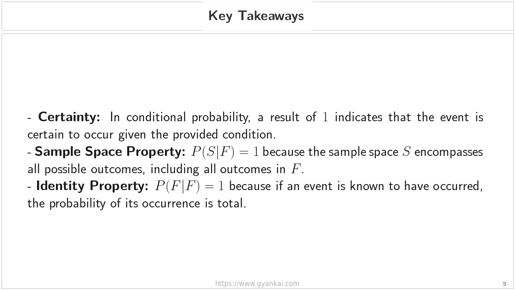Finally, we have the identity property. This is the idea that the probability of event F, given event F, equals 1. As we saw in our mathematical proofs and our dice example, if the condition itself is that event F has already occurred, then the probability of F happening is total. It is a certainty. All right, let's wrap up what we've learned today by looking at our key takeaways.